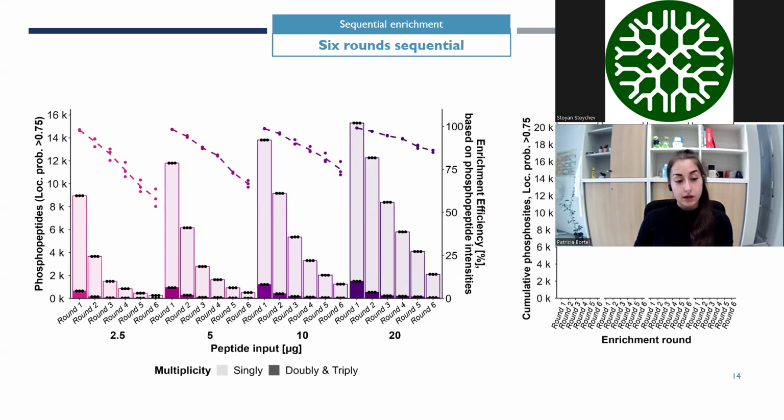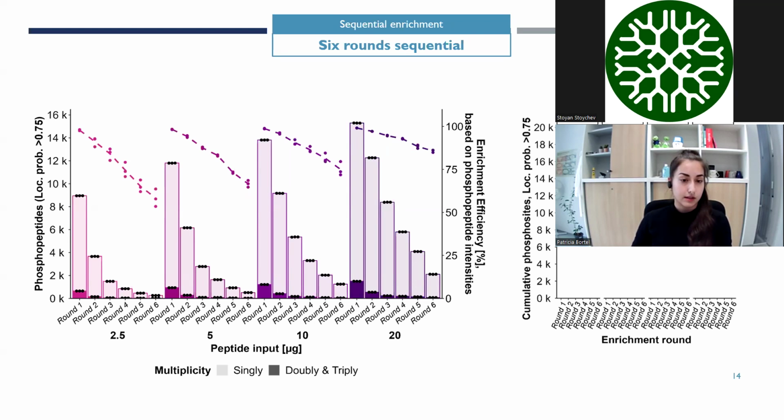And although it is quite nice to see that in round 6 we can still enrich a lot of phosphopeptides, it of course matters which kind of phosphopeptides these are, because if those enriched in round 6 were already enriched in round 1, we won't gain a lot from it. So we calculated the cumulative unique phosphosites. So to round 1, we added with each subsequent round only those that haven't been enriched in any other round before.